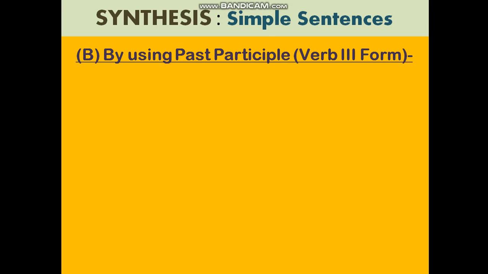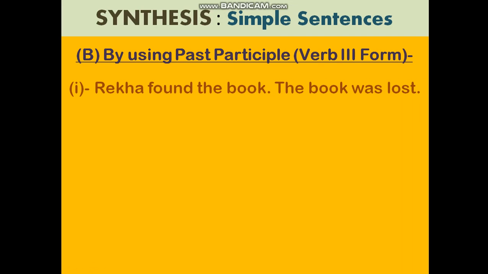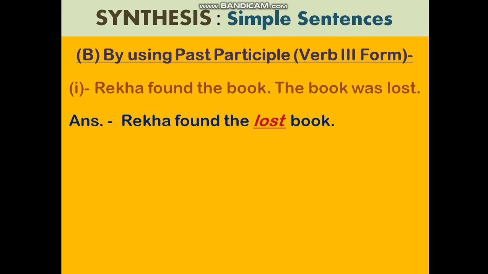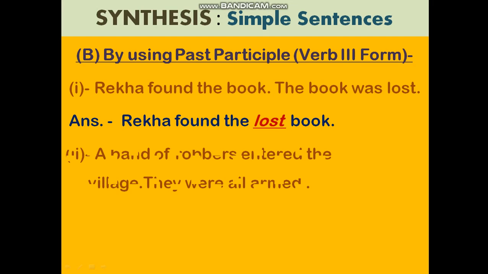Now we will use past participle, means verb third form working as an adjective, to combine our sentences. Rekha found the book. The book was lost. Now which type of book did Rekha find? She found the lost book. Simple. Rekha found the lost book. Lost is here the past participle.